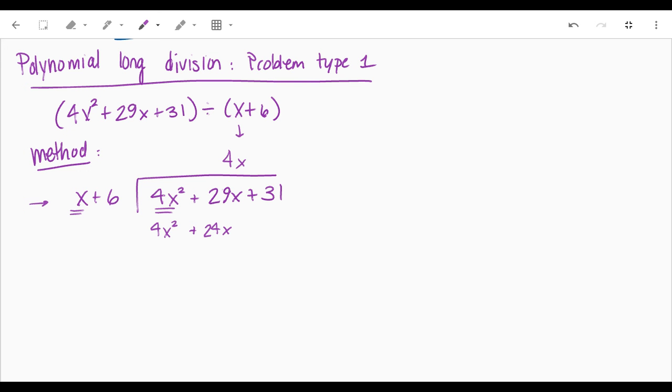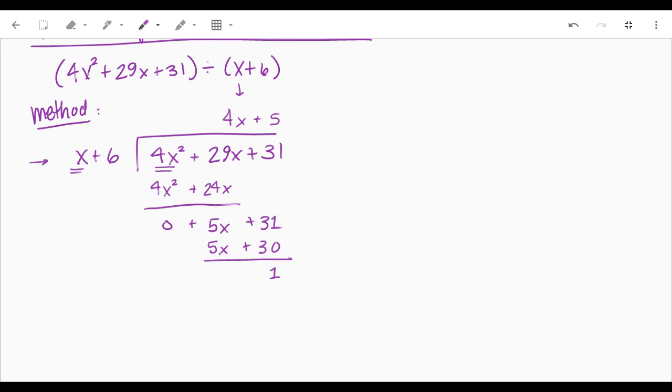And then you subtract. Okay, you're going to have 0 plus 5x, and then you drop the 31. Now you do x into 5x, so x times what is 5x, and that's going to be 5. Then you multiply through, so you have 5x plus 30, and then you subtract to get your remainder. Okay, so your quotient, oops, sorry, that was method 1. Your quotient is 4x plus 5, and your remainder is 1.